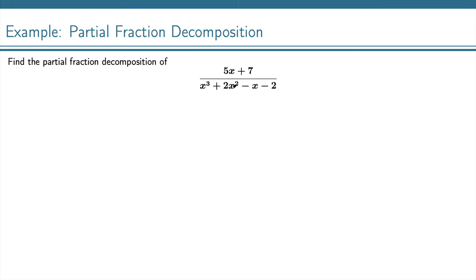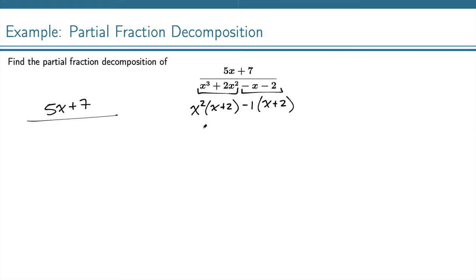The very first thing we need to do is factor our denominator completely. So we're going to factor by grouping. We've got these two groups. Out of the first, we can factor an x squared, and we're left with an x plus 2. And out of the second group, we can pull out a negative 1, and we're left with an x plus 2. So you can pull the x plus 2 out, and you are left with an x squared minus 1. And then x squared minus 1 is a difference of squares, and so that factors as x minus 1 times x plus 1.